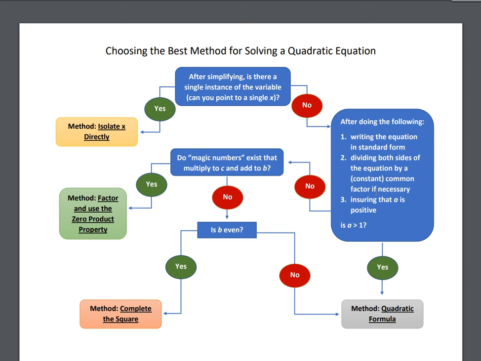If not, if a is equal to 1, then I ask myself, do magic numbers exist? If they do, I factor. If they don't, is b even? If it is, then I probably want to complete the square. And if it's odd, quadratic formula, right? Now, I left out the case where there's only 2 terms. What do we always do if there's 2 terms? Factor. Unless I can isolate x, right? Okay? Go.